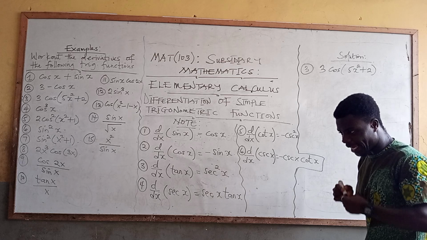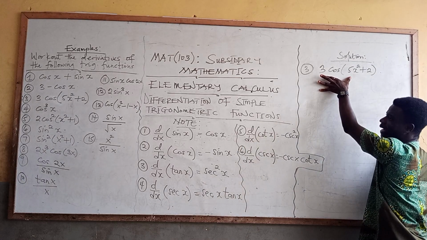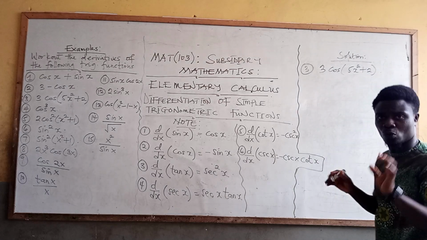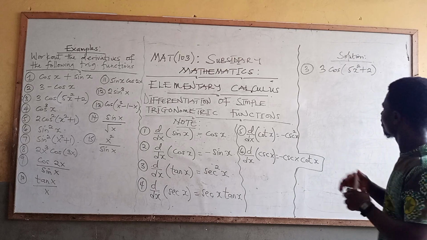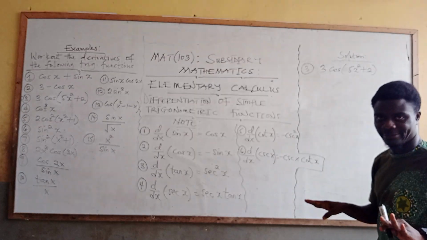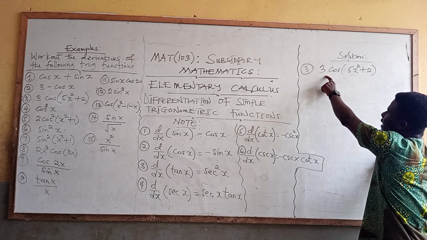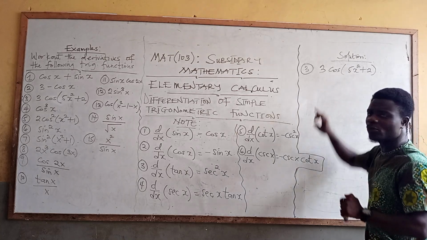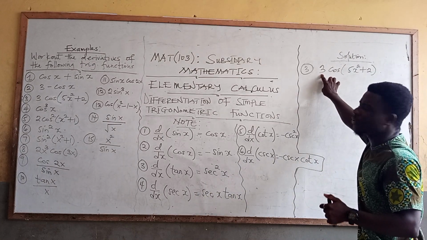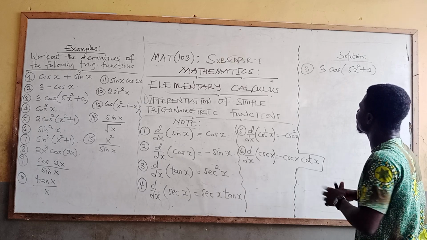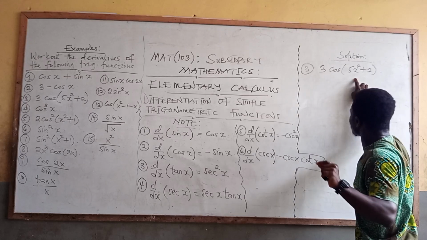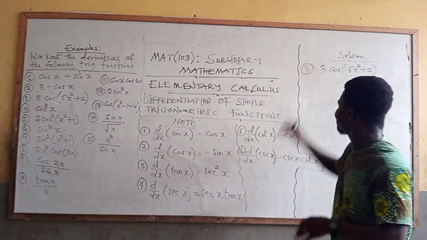What I'm saying here again is that 3 is multiplying the trig ratio, which is cos(5x squared plus 2). They are not adding. So this 3 can never go to 0. If this 3 cannot go to 0, and there is no x term there, then this 3 is a constant. And because they are multiplying, you can factorize this 3 out.